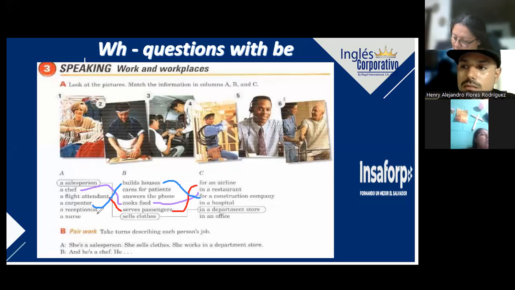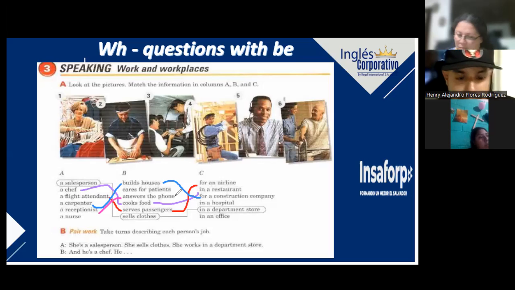A receptionist. What happened with the receptionist? Transport the phone in the office. In an office. Okay. In an office. Yeah, so there are some other functions definitely. What are the functions of a receptionist? In an office. Mm-hmm. And what could be the functions?